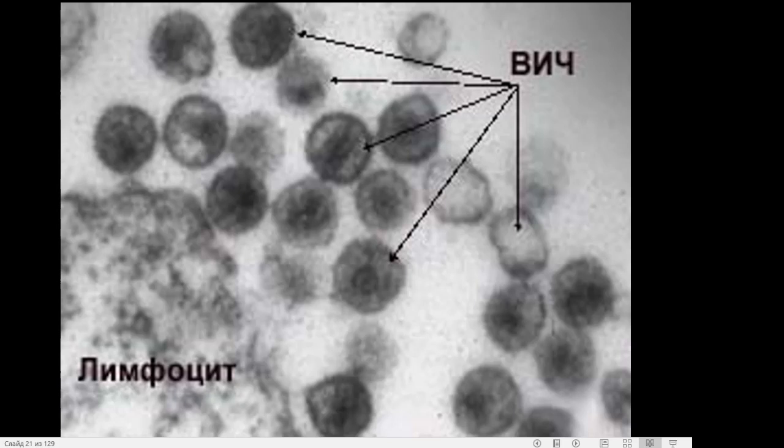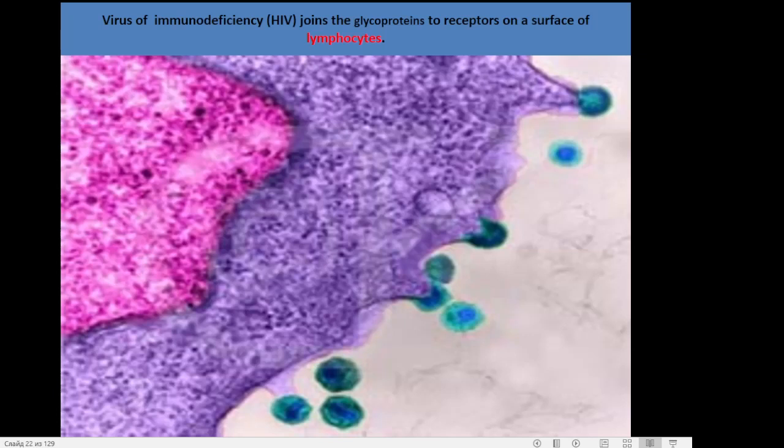Now here is one electron photo. So this is a lymphocyte. In this lymphocyte, there are viral copies. It's about the story when no one suspected the HIV virus. It's again here with some coloration, with blue rounds, these are viruses, and a big cell.